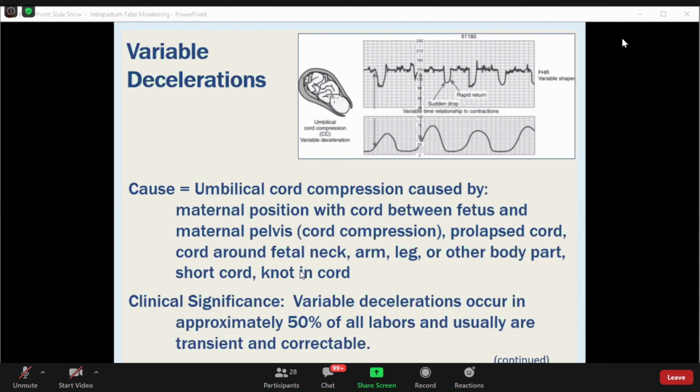Professor, okay. And the maternal position is switched to the lateral recumbent as well? It depends. You might change her to the left. You might change her to the right. You might need to put her on hands and knees. You might have to change. Sometimes you don't know where the cord is being compressed. And so you might have to move her a couple of times and keep checking the monitor to see which position is better for the fetus.